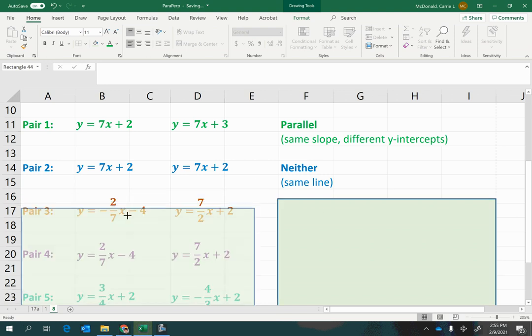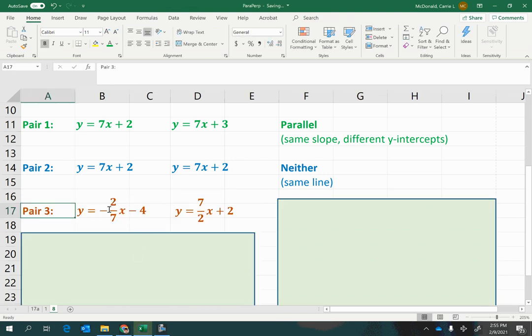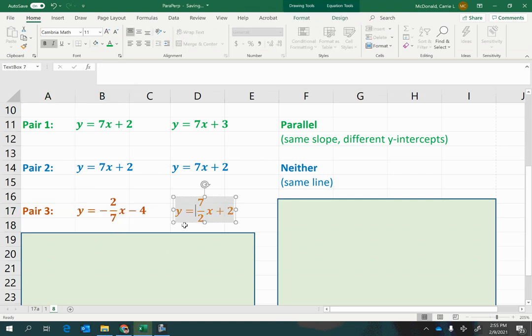So the next example here shows y = -2/7 x - 4, and y = positive 7/2 x + 2. So they're certainly not parallel, they don't have the same slope, but are they perpendicular? Do they have slopes that if you took one and changed the sign and flipped it upside down, you would have the other? So notice that if I change this number to a positive and flip this, I will get positive 7/2. So these are perpendicular lines.